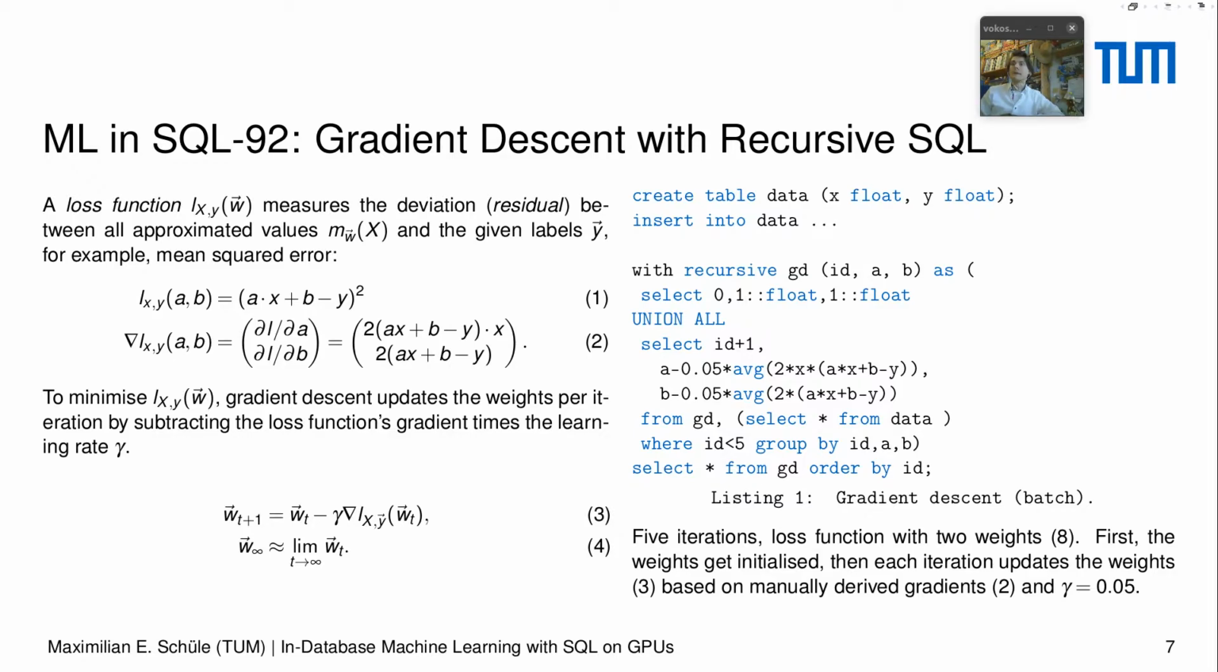Then, instead of using the whole batch, we can use only one tuple. Using our table sample operator, we just pick one tuple, and this then is stochastic gradient descent. We can increase the size of the batch and take a mini batch, for example 8 tuples per iteration. And now we have mini batch gradient descent, all using SQL 92.